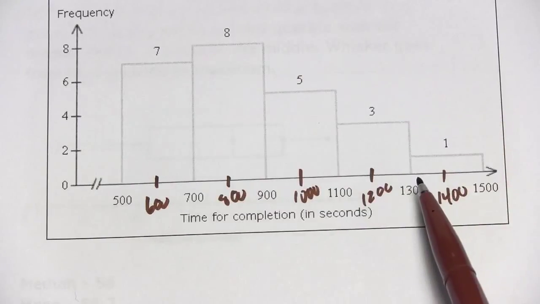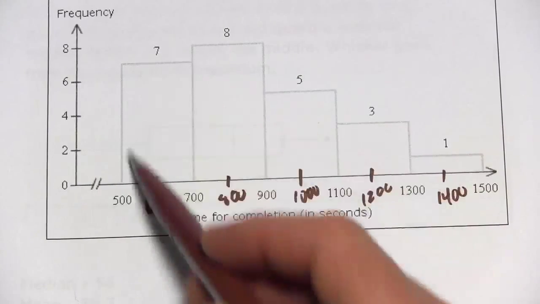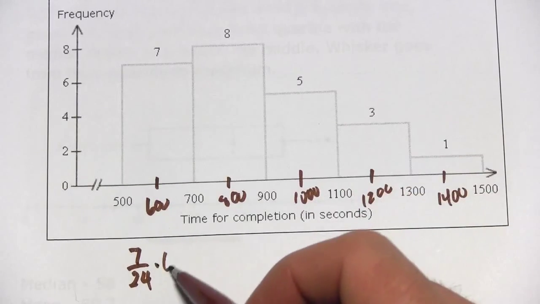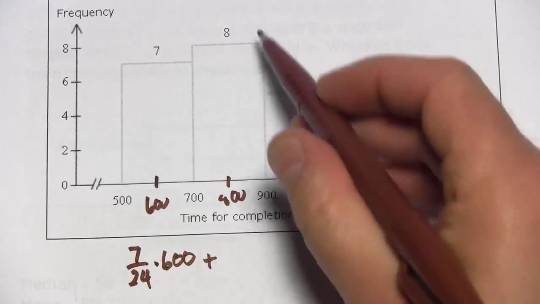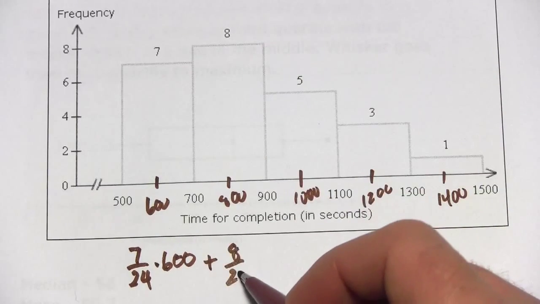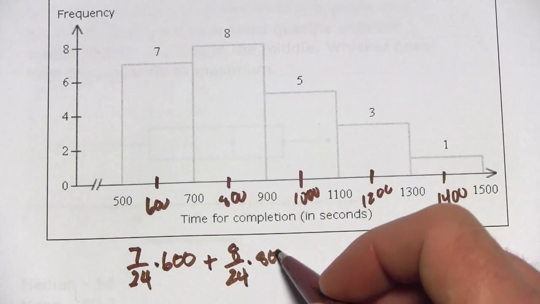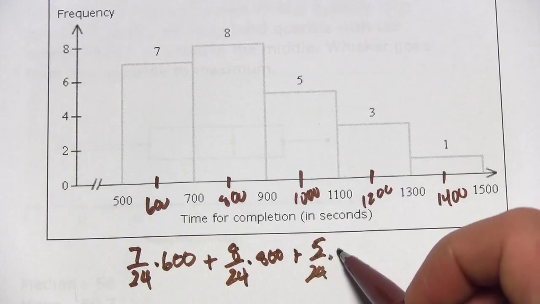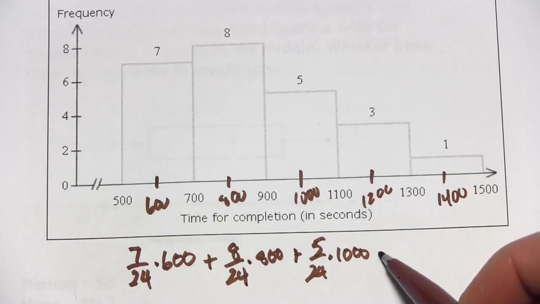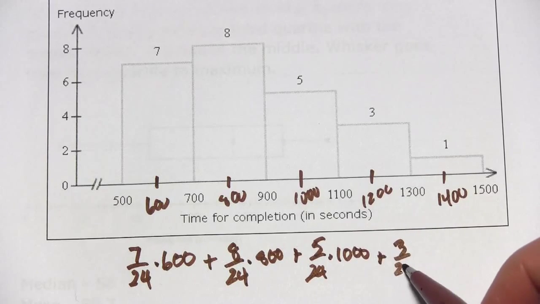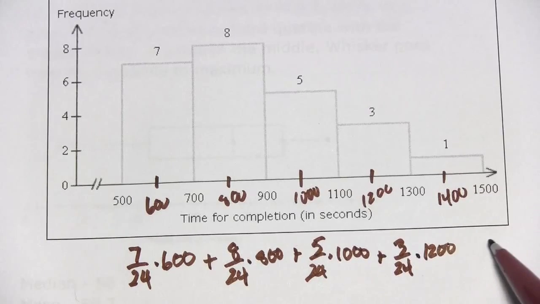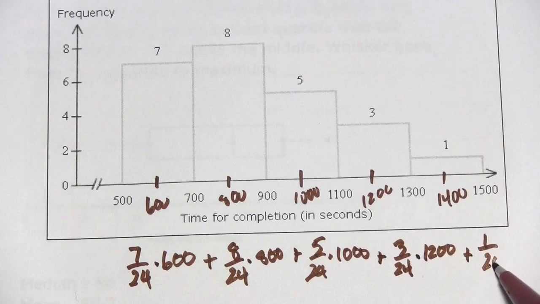Now there are 24 total in this sample, so the relative frequency of the first chunk is 7/24. We'll multiply that by 600. Then we'll add 8/24 times 800, and 5/24 times 1,000, and 3/24 times 1,200, and 1/24 times 1,400.